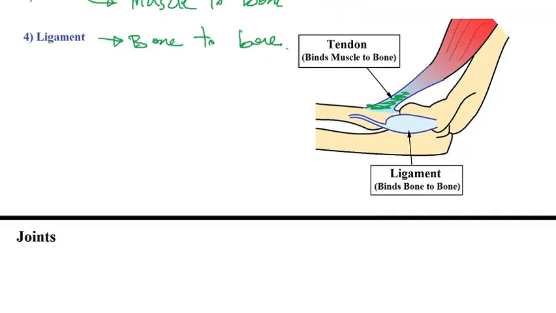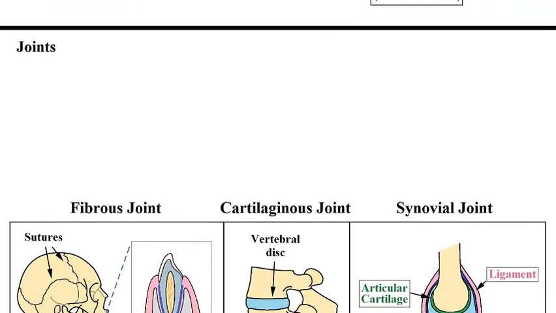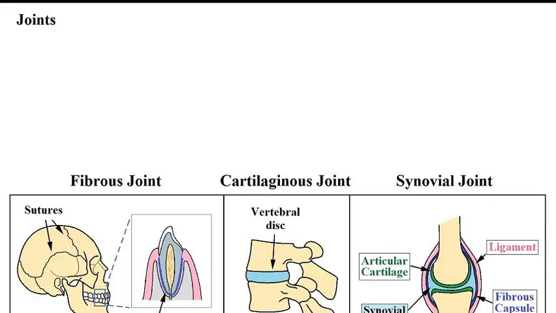Moving on to the next concept, and this is actually the final concept to discuss in this video, which is different types of joints that we have. So basically, the definition of a joint refers to a place where 2 bones come together. So 2 bones come in contact.